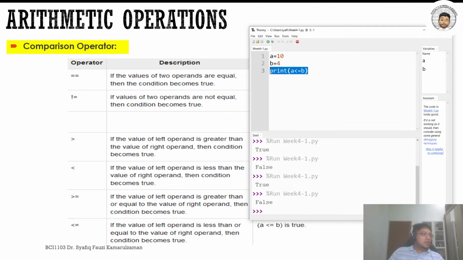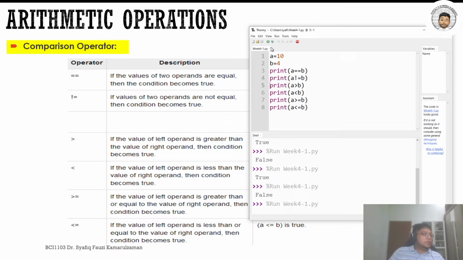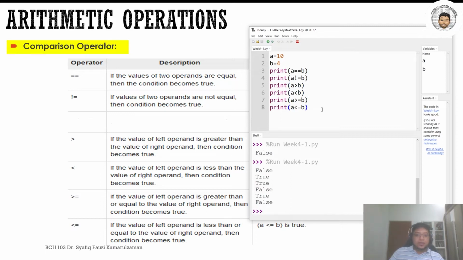If we create all of them, we have 6 here. Here we have equal, here not equal, here more than, here less than, here more or equal, and here less or equal. So you put them together. On top here is false, and then we have true, true, false, true, false. This is the result. The result is simply true or false, so you don't have to argue why the result is like that. This is the purpose of programming: it's either true or false.